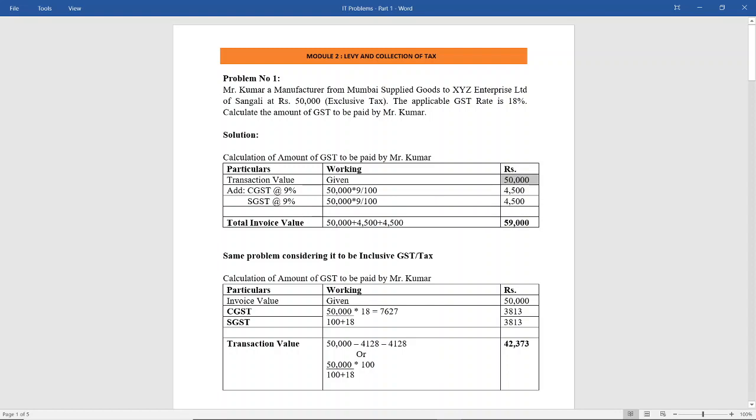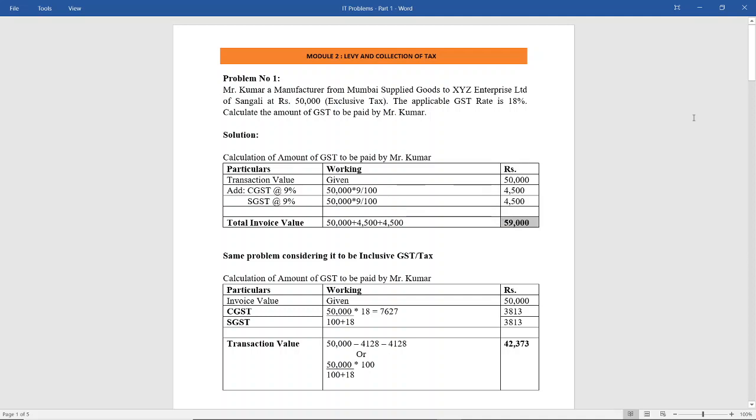So what is the total invoice value? It will be 50,000, that is the basic price, that is the transaction value, that is the taxable value, plus the taxes, 4,500 under CGST, 4,500 under SGST. So total comes to 59,000.